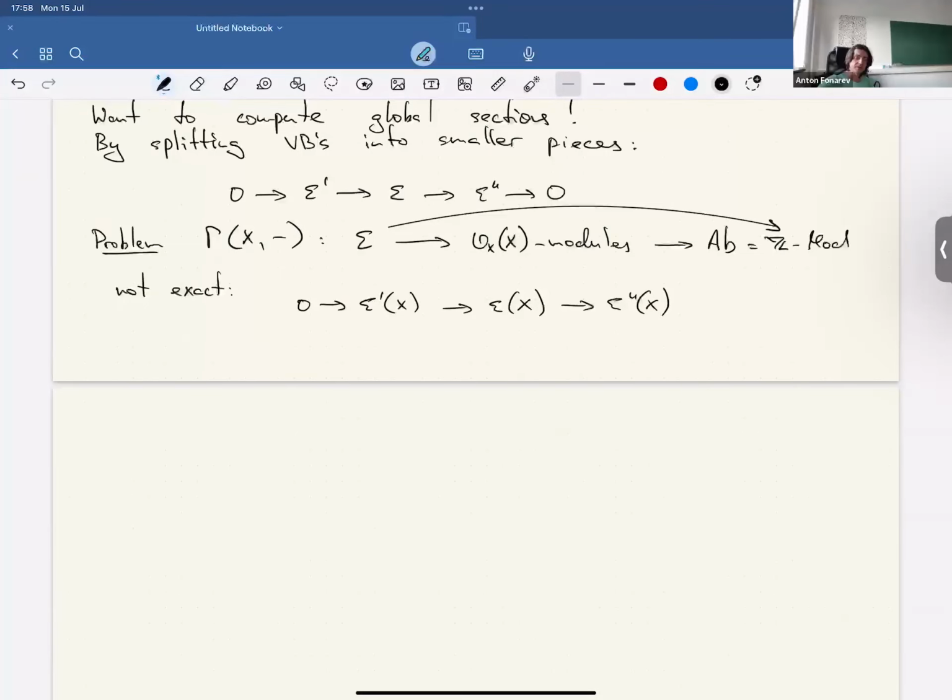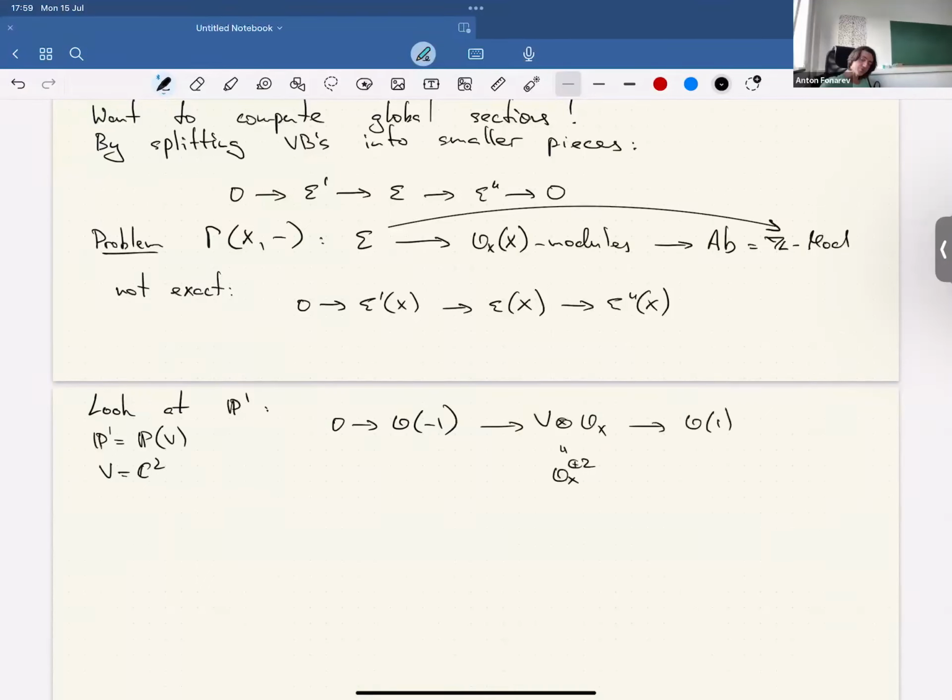probably everyone's favorite example is not from the algebraic standpoint, but from our example, let's look at P1. Let's do a computation. What you have is the so-called Euler sequence, in which you start from O of minus 1, something we've talked about, and then it goes to the trivial bundle, V times O_X, which is the case if this P1 is the projectivization P of V, where V is a two-dimensional vector space. This is the direct sum of two copies here. And the quotient is isomorphic to the so-called O of 1.